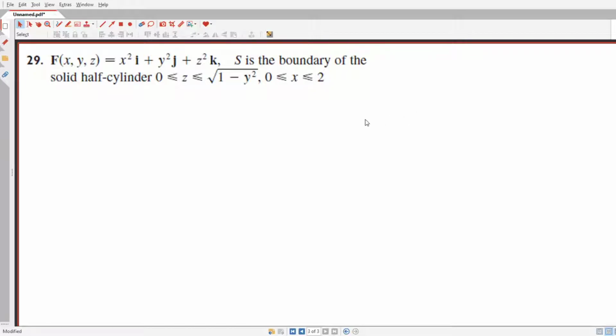So what does this look like? It says the solid half cylinder. If this is the z-axis and this is the y-axis, it's going to look like this. But it says x is between 0 and 2. So x coming up out of the board, it's going to look exactly the same. It's a half cylinder, half of a cylinder. Okay, so how do I want to parameterize this?